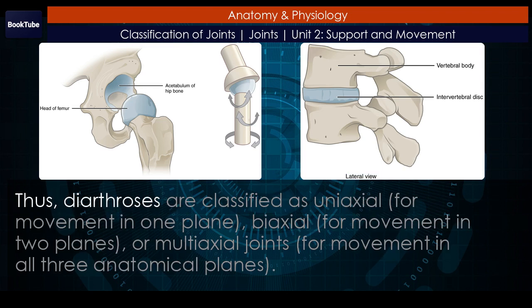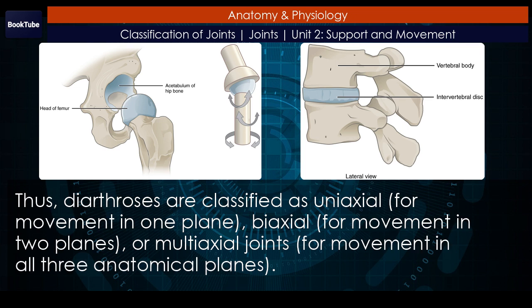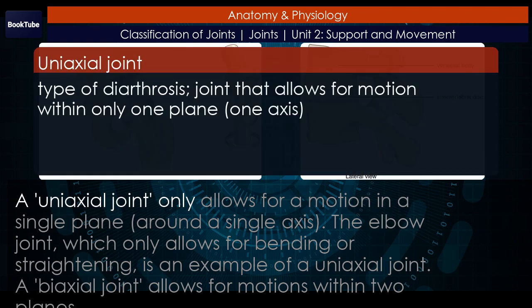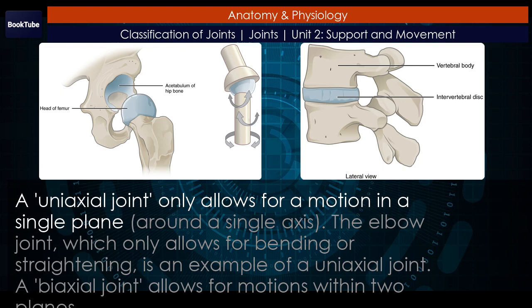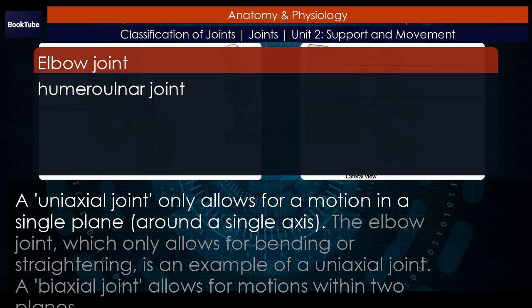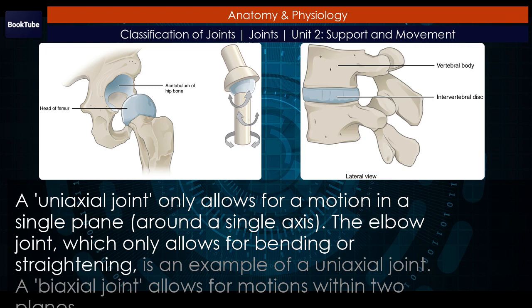Thus, diarthroses are classified as uniaxial, for movement in one plane; biaxial, for movement in two planes; or multiaxial joints, for movement in all three anatomical planes. A uniaxial joint only allows for a motion in a single plane, around a single axis. The elbow joint, which only allows for bending or straightening, is an example of a uniaxial joint.